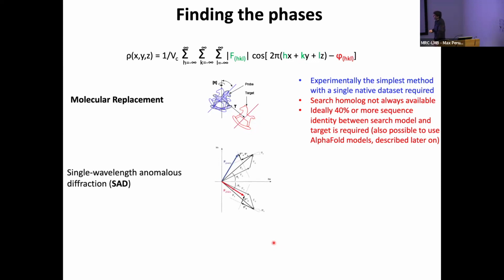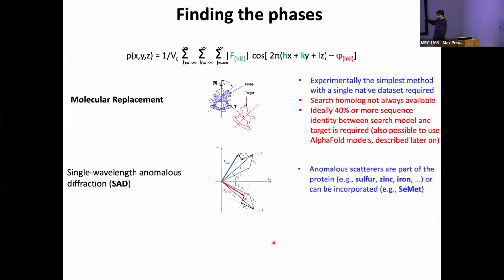If you don't have any good models, you will have to do what's called ab initio phasing. You can use single-wavelength anomalous diffraction, like SAD. You can use the sulfur from the cysteines, called sulfur SAD, or you can introduce some anomalous scatterer like selenium. If your protein contains sulfur, zinc, or iron, you can use those.